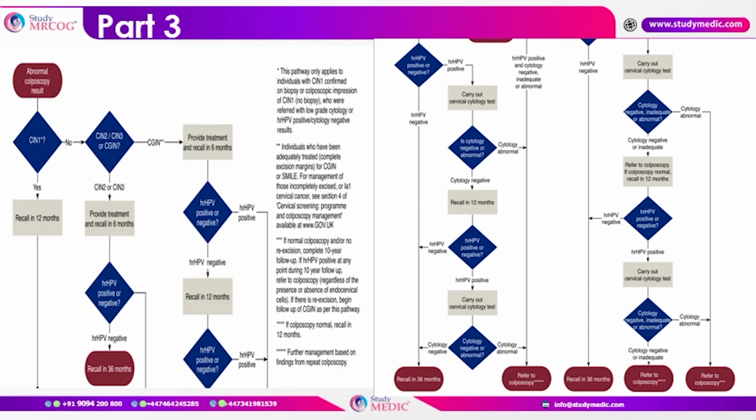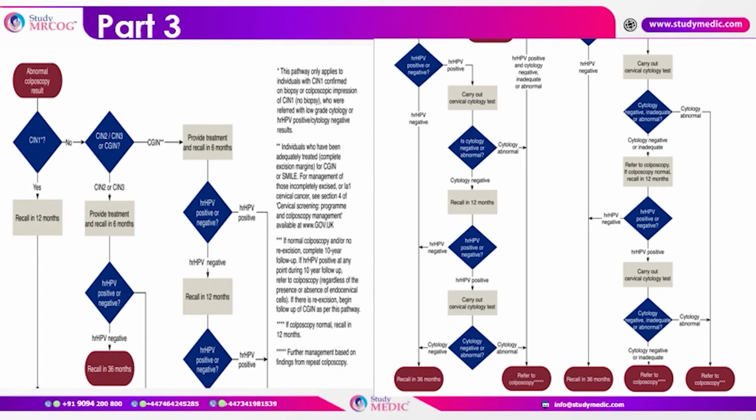of the flowchart. Now, if it is a CIN2 or a CIN3 or a CGIN, so if it is CIN2 or 3, you need to recall her in 6 months. And in 6 months you have to see the high risk HPV. If the high risk HPV is negative, then recall in 36 months. However, if the high risk HPV is positive, then you may need to carry out a cytology testing again.